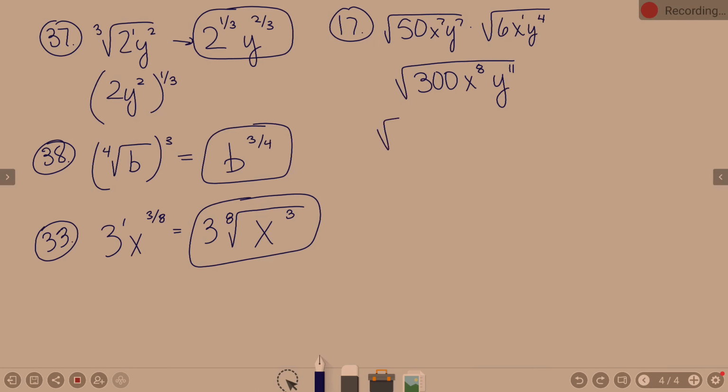So this is where I break up my square roots. 300 divides by 100, and the remaining factor is 3. So that's 100 times 3.